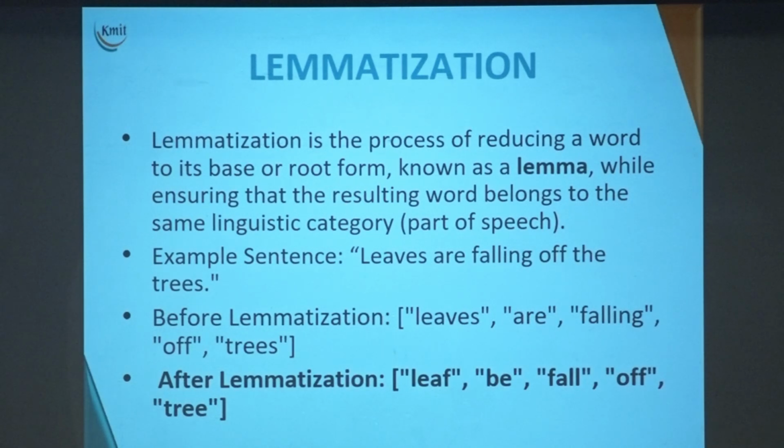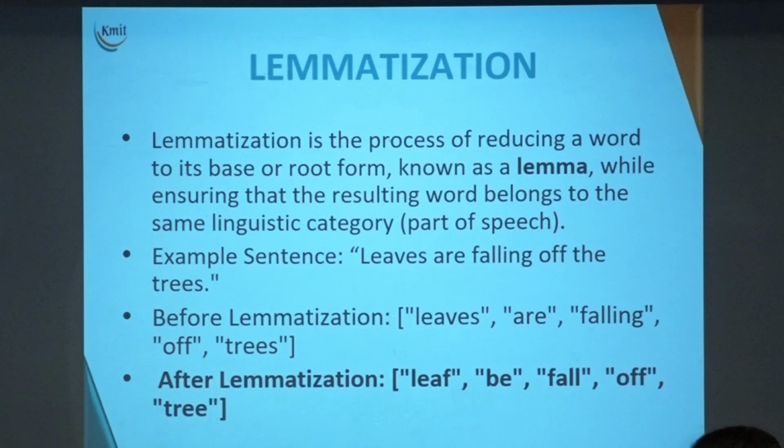You would tokenize before lemmatization. The sentence will be: leaves are falling off trees. What would be the lemma? Leaves, leaf. The root word is leaf. Plural is leaves, so what is the root word? Leaf. So leaves' lemma is leaf.